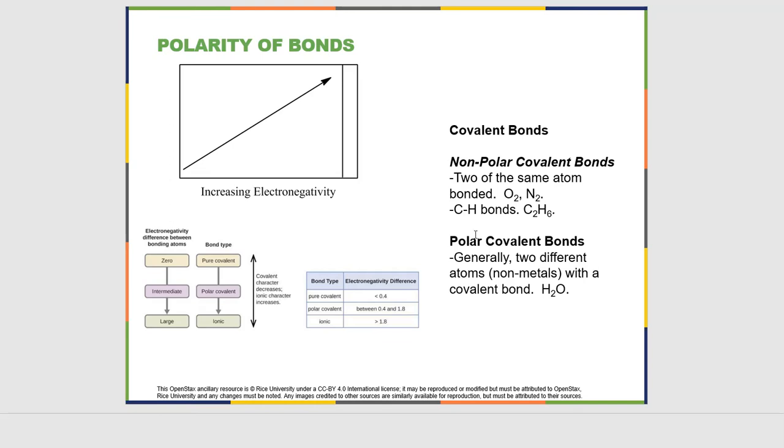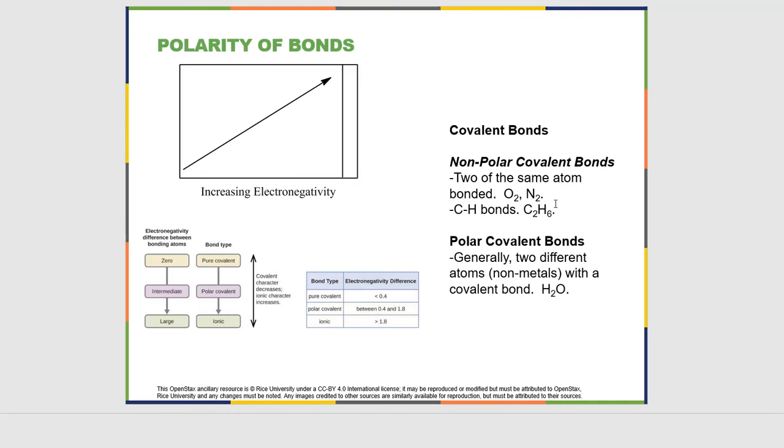Another example of a nonpolar covalent bond is the carbon-hydrogen bond, because it has a very small difference in electronegativity. So if you look at C2H6, it has a carbon-carbon bond and a bunch of carbon-hydrogen bonds, and this is nonpolar because there's not a great difference in electronegativity. So these are your nonpolar covalent bonds. All other covalent bonds, within reason, are polar.